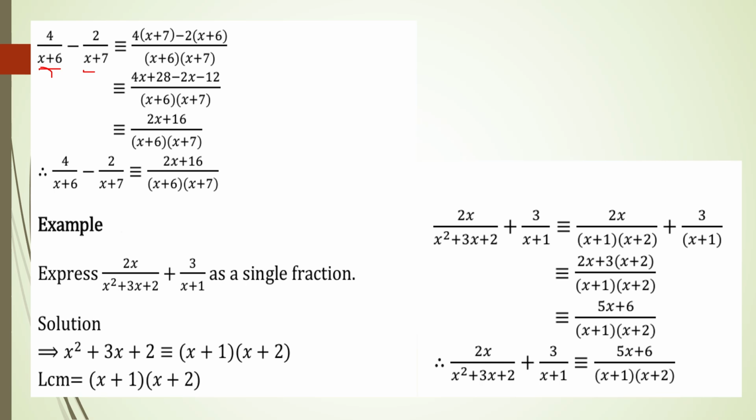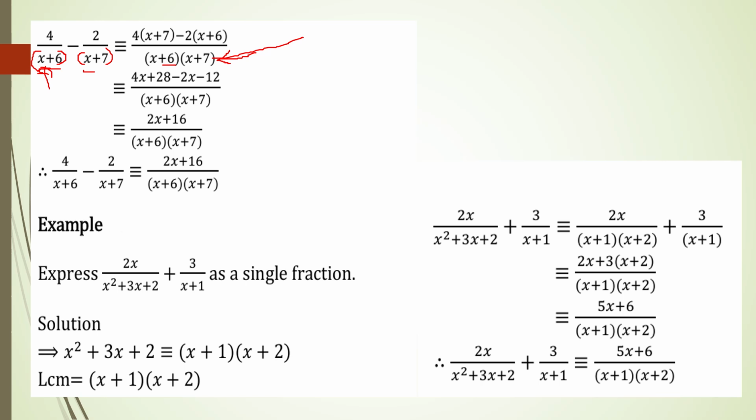Like I said, our LCM is the first thing to be got, and it's going to be the product of what you're having in the denominator. When you do that, we end up with our LCM, and then you put it here. Just like for LCM factors, we divide it by the denominator of the first value. So if you divide your LCM by this denominator x plus 6, you're going to remain with x plus 7.